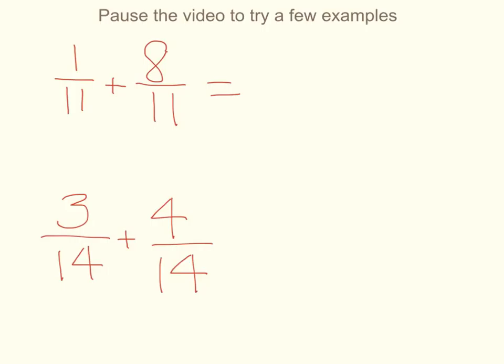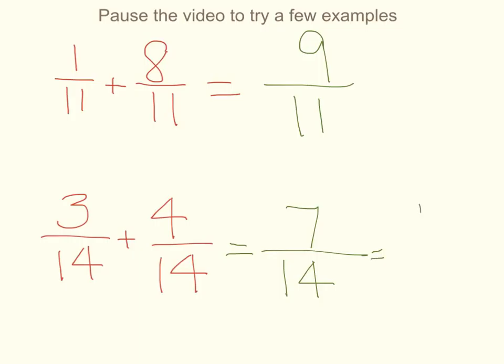For the first example, we have 1/11 plus 8/11. So the denominators are the same, so your answer would be 11 in the denominator, and then you add the top. 8 plus 1 is 9. For the second example, you have the same denominators, so that's what you make your answer, and then you add the top and get 3 plus 4, which is 7. Now we are able to simplify 7/14 down to 1/2 because 7 goes into both numbers. So our final answer in simplified form would be 1/2.